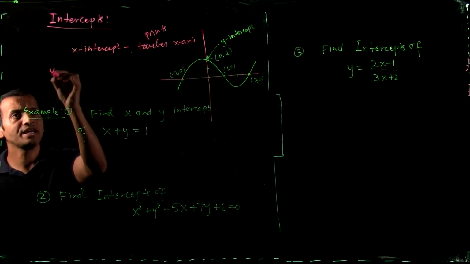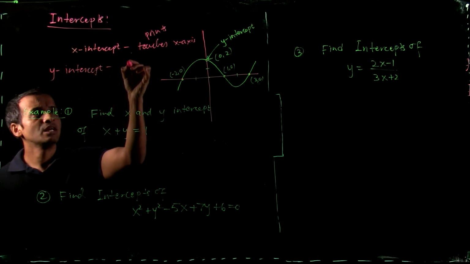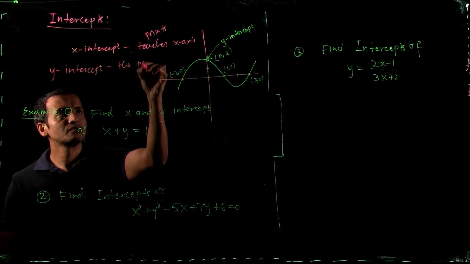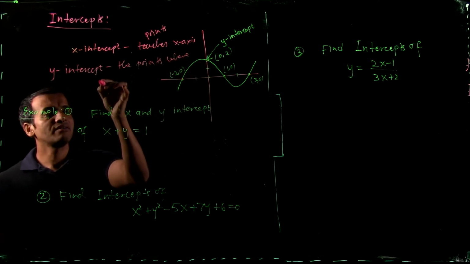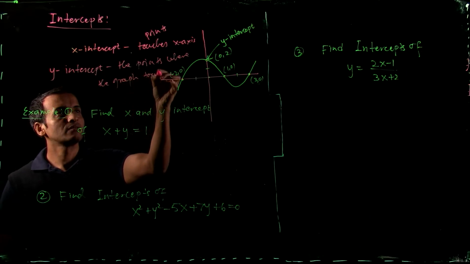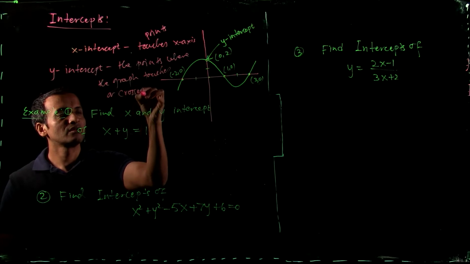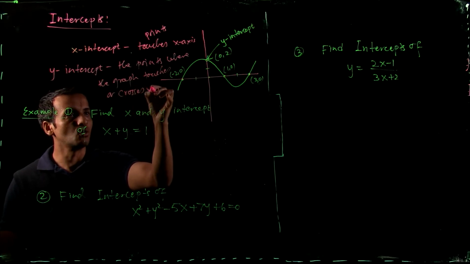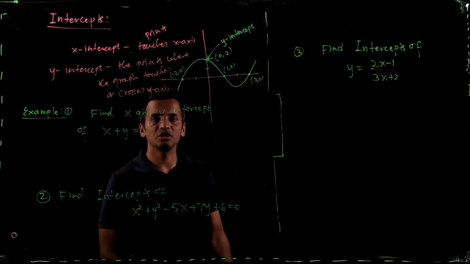And the y-intercept is the point where the graph touches or crosses the y-axis. So this is how we define x-intercept and y-intercept.